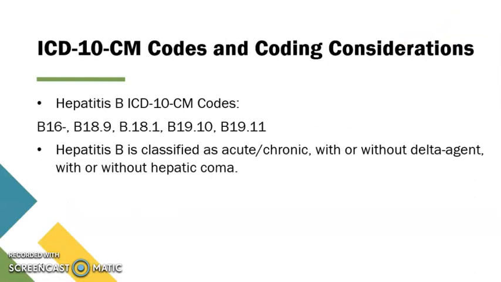Let's look at the ICD-10-CM codes for hepatitis B. Mainly, the codes from the ICD-10-CM are B16-, B18.9, B18.1, B19.10, and B19.11.